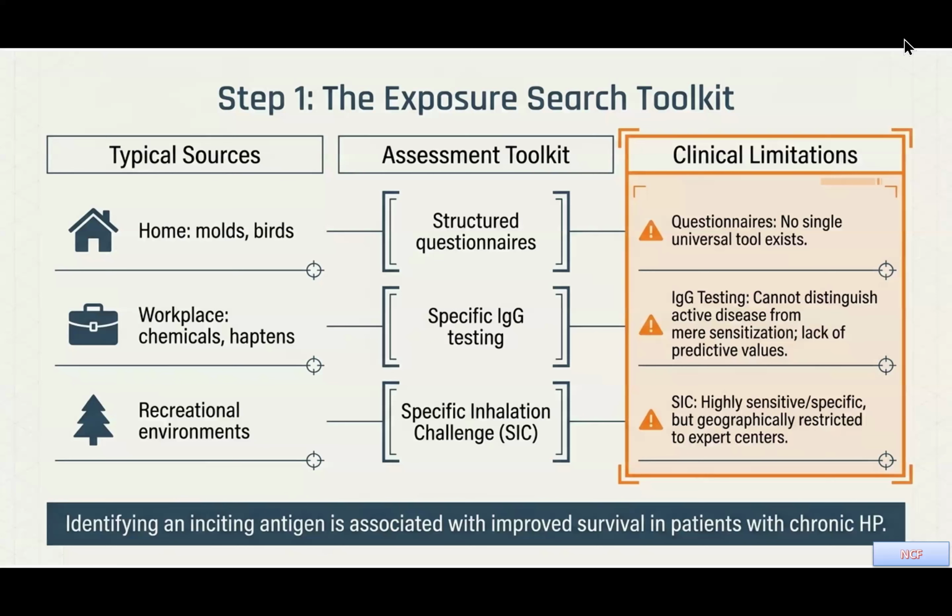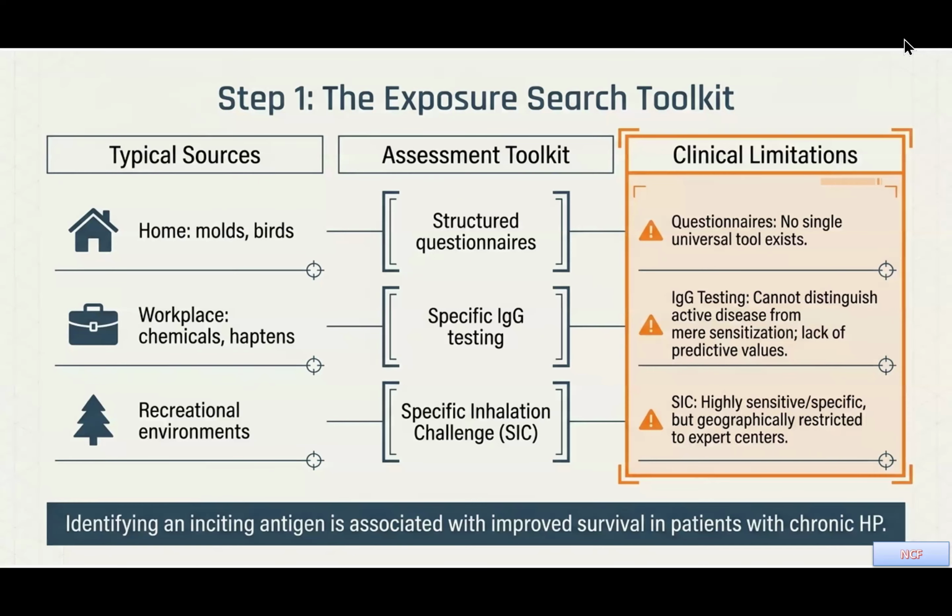So first step is the exposure search. First we have to identify the inciting antigen, and if you have identified the inciting antigen, it is linked to improved survival. However, there are very significant clinical limitations because there is no single questionnaire, and IgG testing can only tell about sensitization, not active disease. So, there are a lot of clinical challenges to identify the inciting antigen.